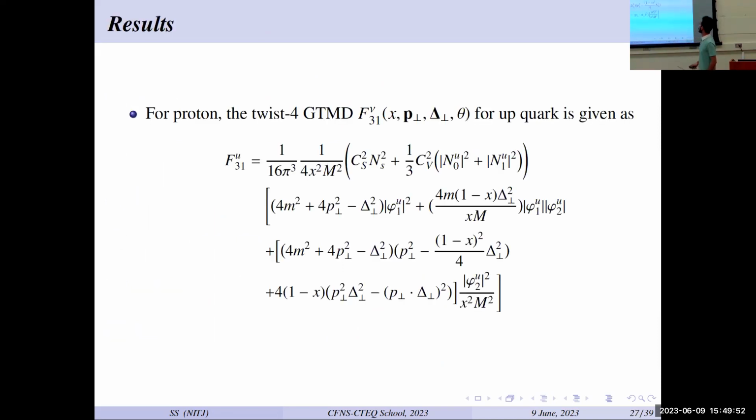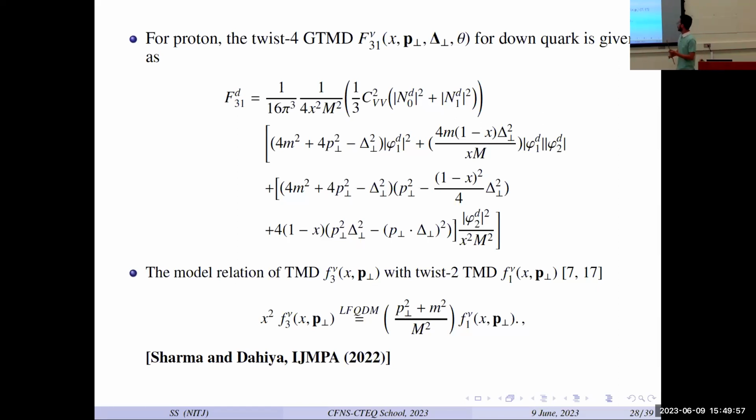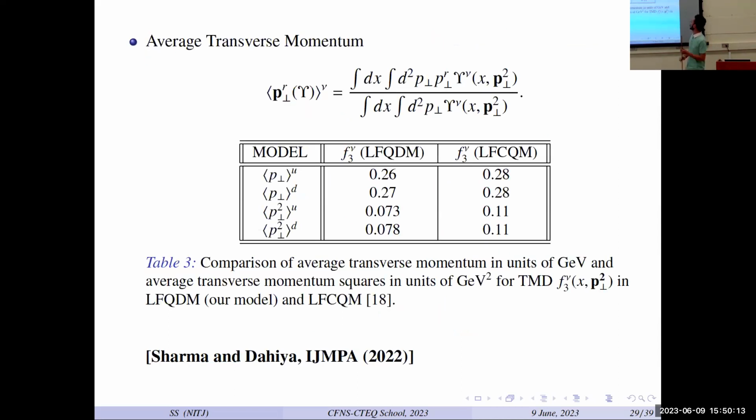So, results. This is the result for the TMD for the up quark and for the down quark. This TMD in twist 4 is related to the twist-2 TMD like this, and this is just the Wandzura-Wilczek approximation. This relation holds in our model as well as in some other models, like the light front constituent quark model. Here we have discussed the average transverse momentum in the light front quark-diquark model and in the light front constituent quark model, and we find that the average transverse momentum is in close agreement, although the average squared transverse momentum is not so close.